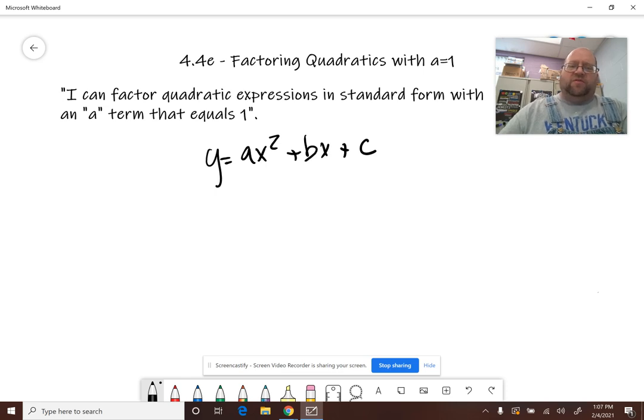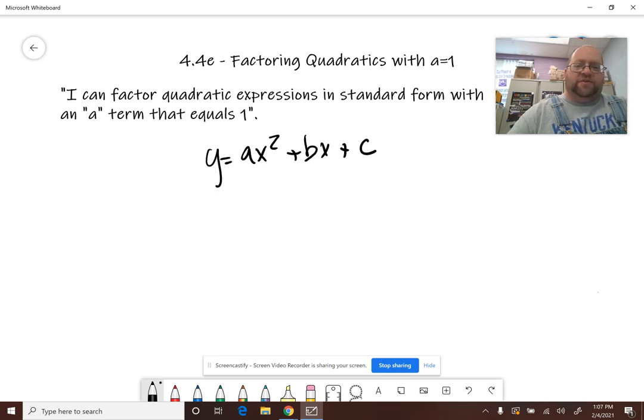So when we're talking about quadratics that have a equals 1, in other words, there is a 1 right here, so you don't really have a coefficient here. Remember that 1, we could write it or not write it. It doesn't really change the problem whatsoever. So we're talking about factoring expressions that have that standard form with an a that equals 1.